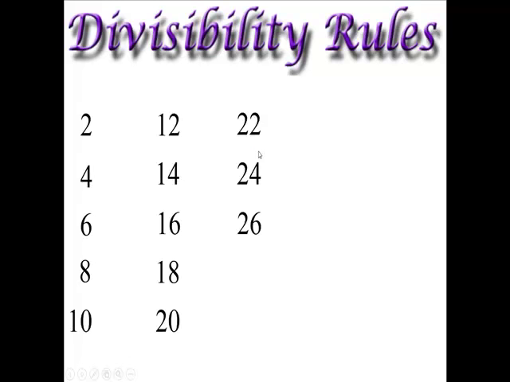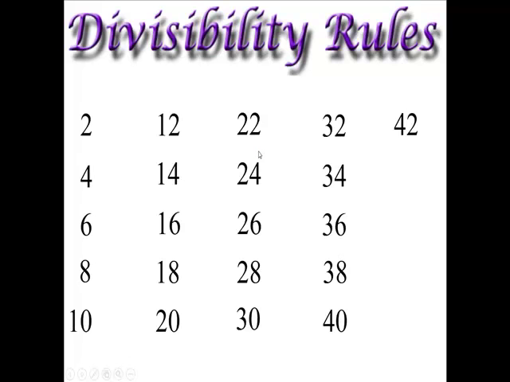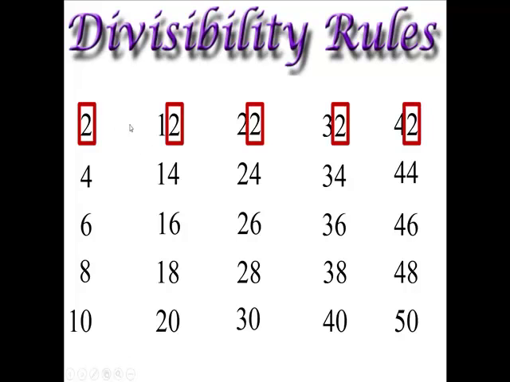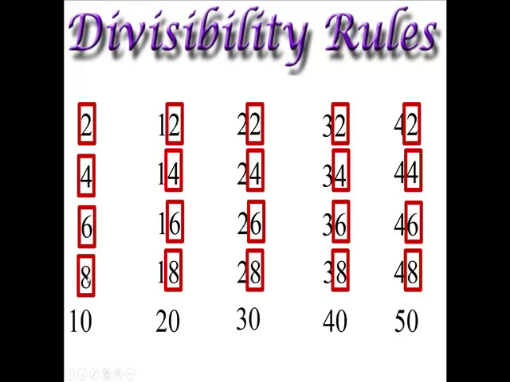Now, if we're going to talk about being divisible by 2, let's list our 2's. 2, 4, 6, 8, 10, 12, 14, 16, 18, 20, 22, 24, 26, 28, 30, all the way to 50 and beyond. All these numbers are divisible by 2. They are multiples of 2. Now, what do you notice about all these numbers? They all are even. These end in a 2. These all end in a 0, don't they?